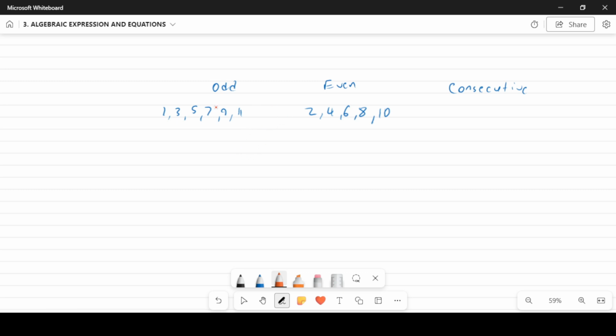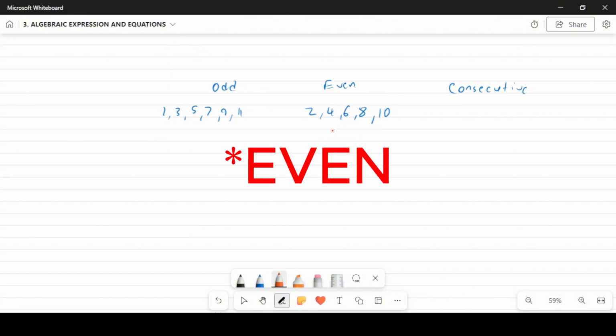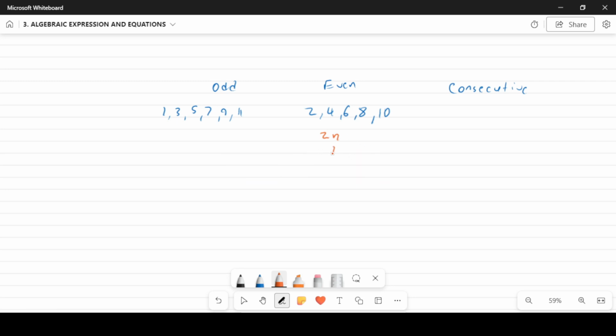You'll see there are certain questions where they talk about even and odd numbers. So what I want to teach you here is a formula so that you'll understand how we can generate any odd number. But let me first start off with the even numbers. Even numbers are just 2 times some natural number, where n is a natural number. Can you see? 2 times 1 is 2, 2 times 2 is 4, 2 times 3 is 6, 2 times 4 is 8, 2 times 5 is 10.